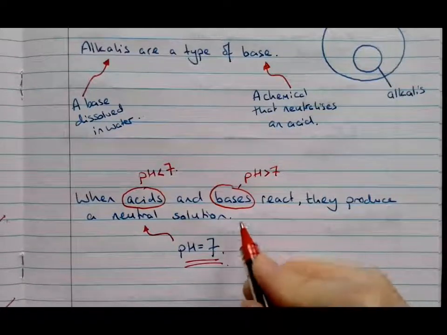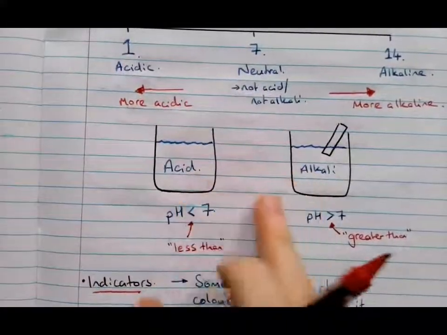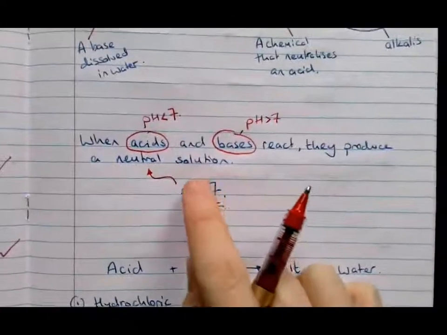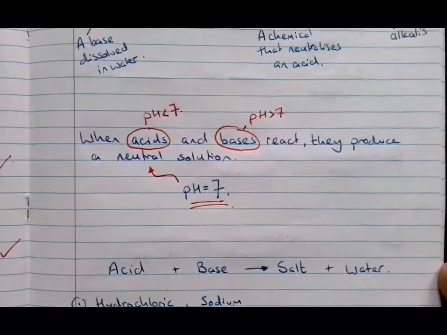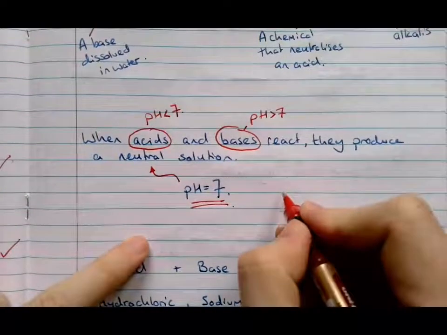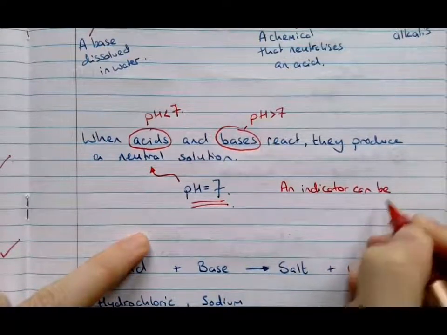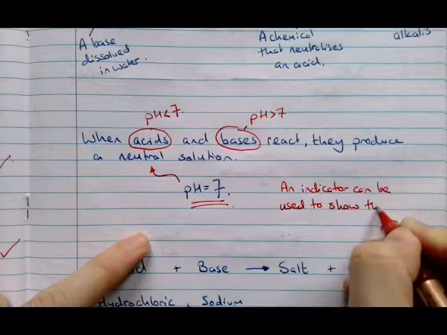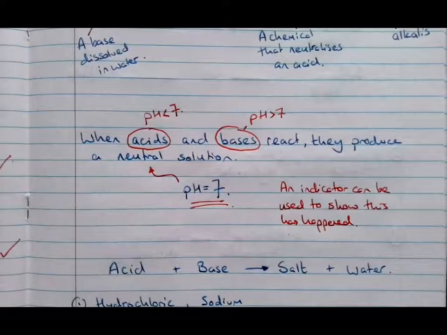Remember last week when I said we had these acids and alkalis, you can't tell the difference between them because they're both colourless solutions. Well, if you do the reaction between an acid and a base and produce a neutral solution, you can't tell the difference because they're all colourless solutions. But an indicator can be used to show that this has happened. And we'll do some examples of that in the lab.